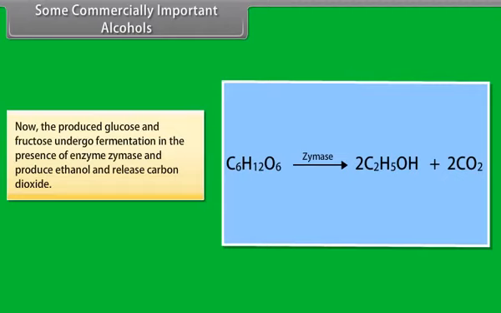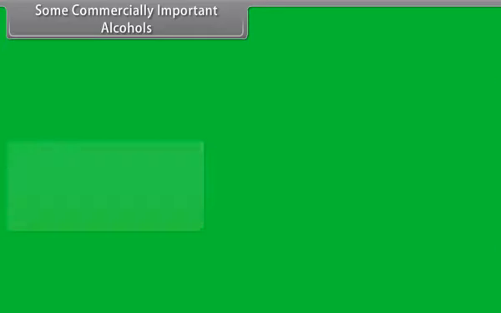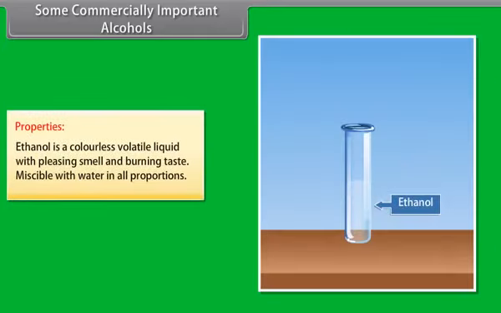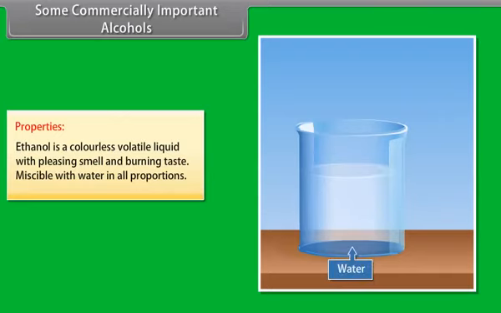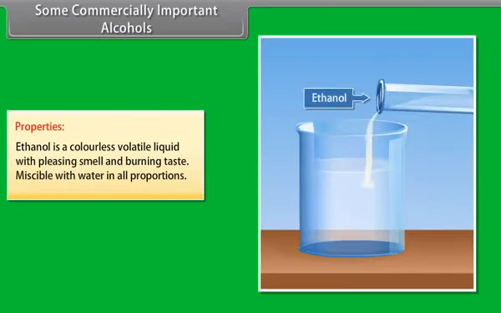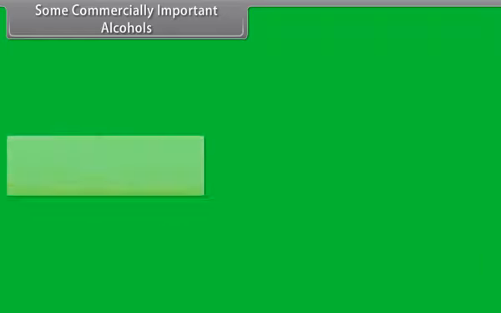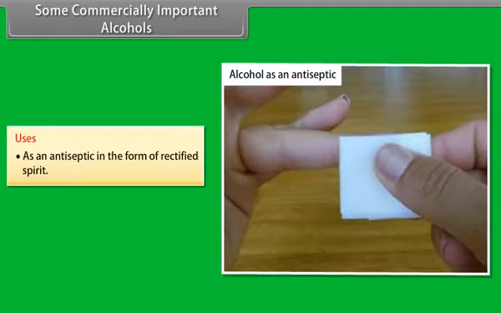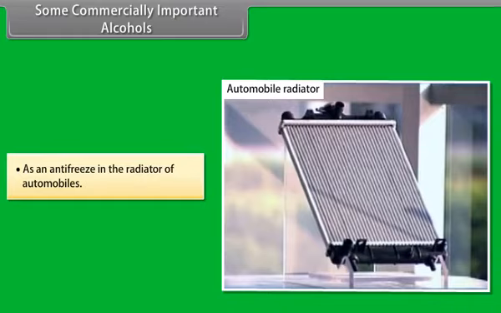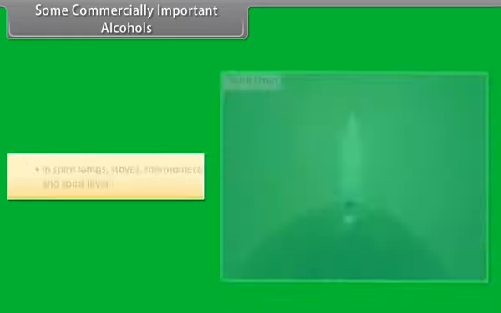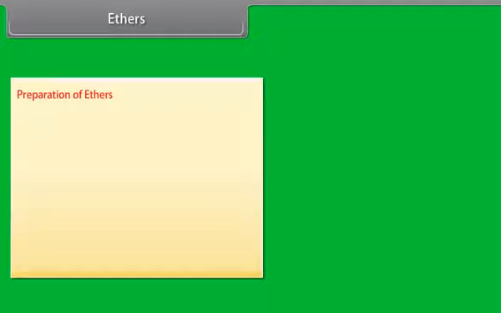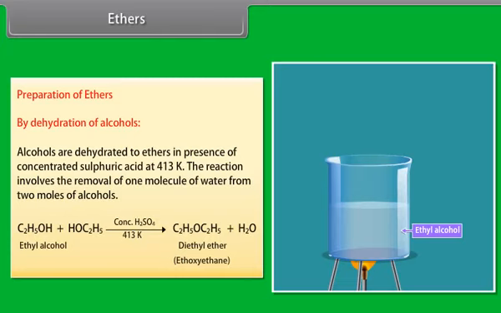Properties. It is a colorless, inflammable liquid, miscible with water in all proportions. It is poisonous in nature. When consumed, it causes blindness and even death. Uses. As a solvent for paints, varnishes and celluloid, for denaturing industrial alcohol, that is, to make it unfit for human consumption, and as an antifreeze in automobile radiators.